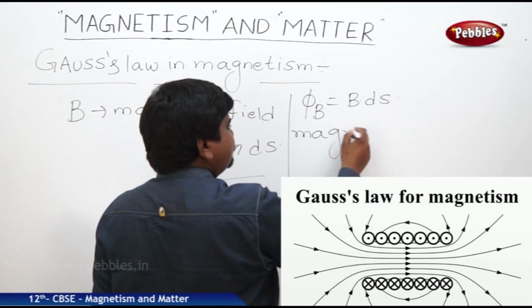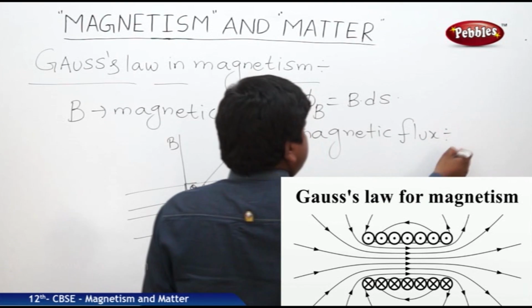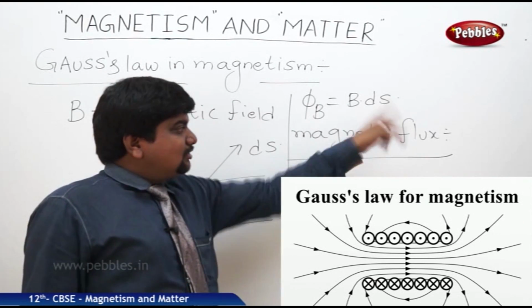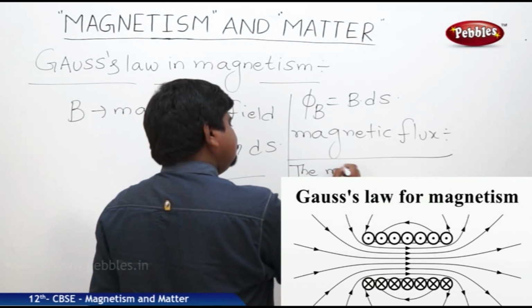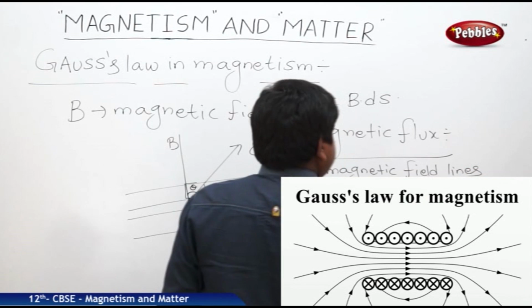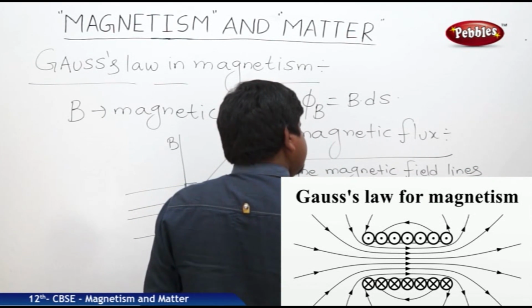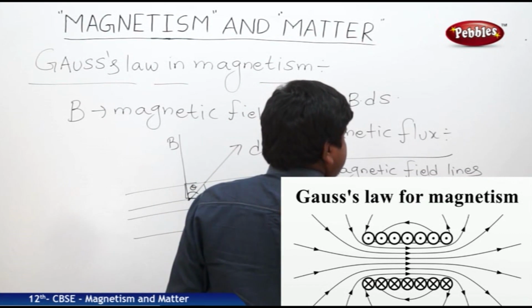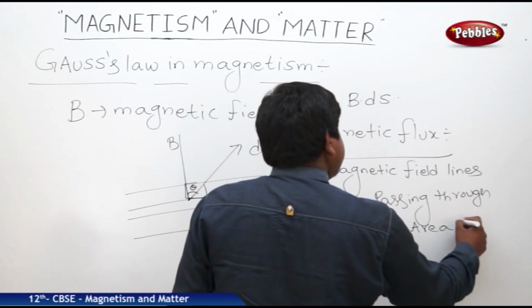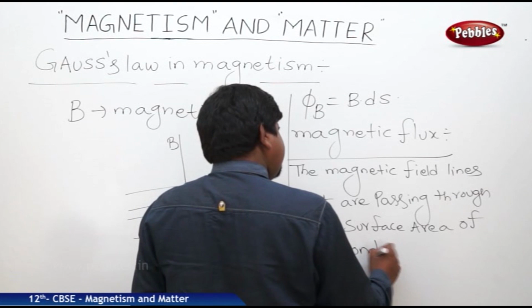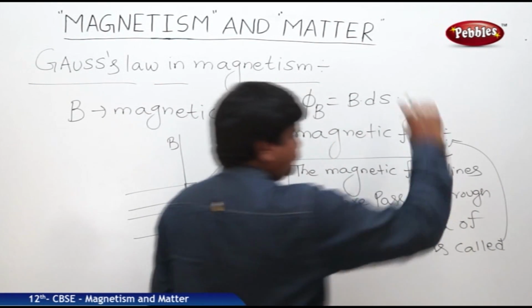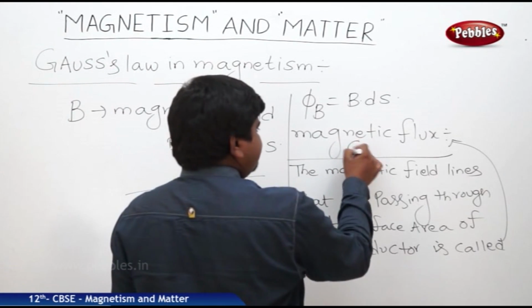What is magnetic flux, first of all? Like electric flux, the number of magnetic field lines that are passing through unit surface area of the conductor or surface material is called magnetic flux. The symbol is phi b, as we mentioned earlier.